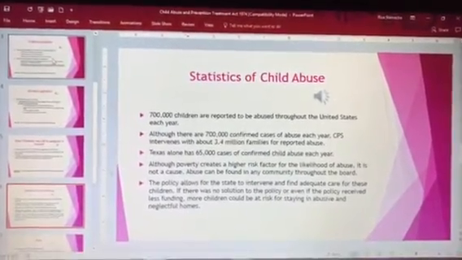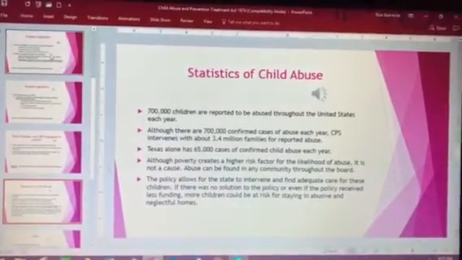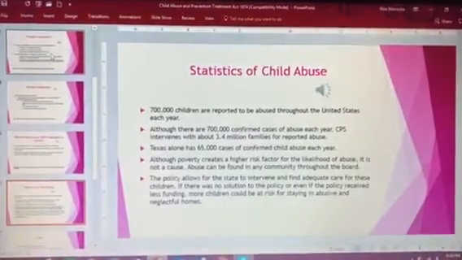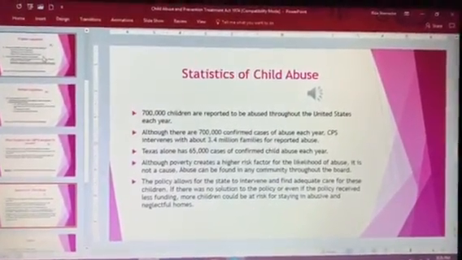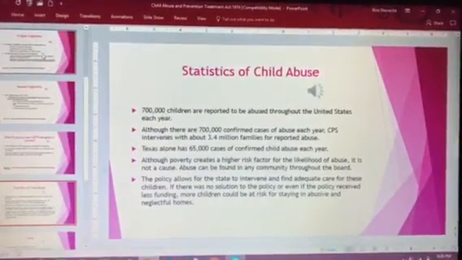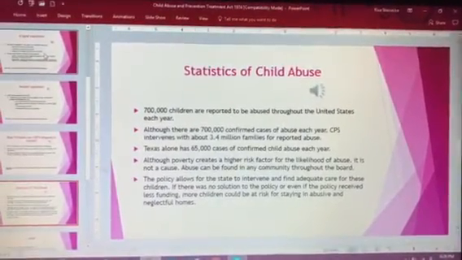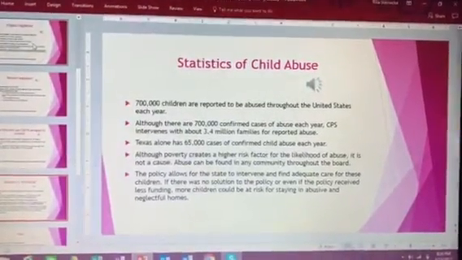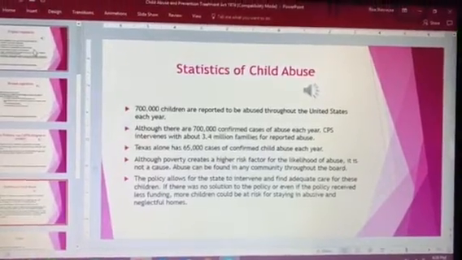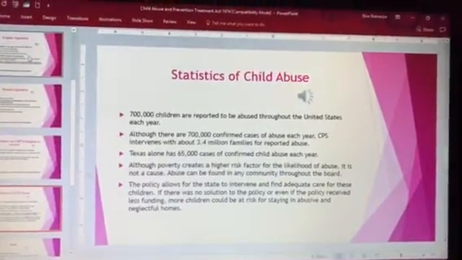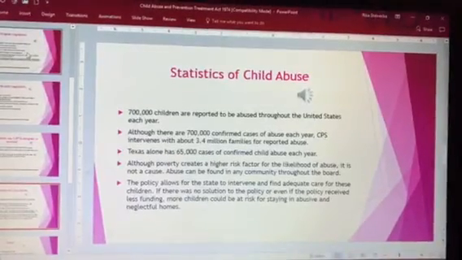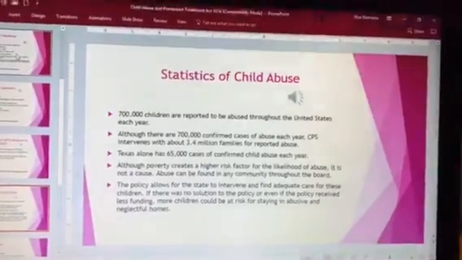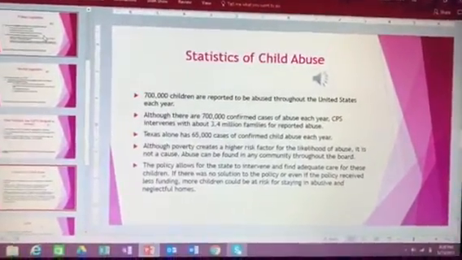Statistics of child abuse. There are 700,000 children reported to be abused throughout the United States each year. Although there are 700,000 confirmed cases of abuse each year, CPS intervenes with about 3.4 million families for reported abuse. So this would mean more so they take calls and they take reports, and sometimes stuff gets done if there is enough help on hand, or sometimes things fall through the cracks, which is actually really sad.